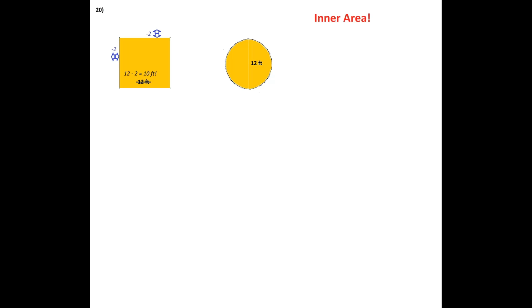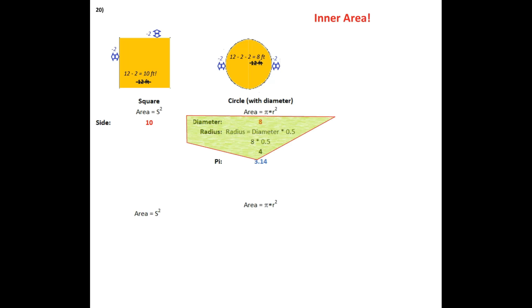Now we go on to the circle. The circle has 2 feet taken from both sides, so it's not going to just be 12 minus 2. It's going to be 12 minus 2 minus 2 equals 8 feet. So this circle is going to have a diameter of 8 feet. Now what does that mean? The square, we've already said the side is 10. The circle, when that diameter is 8 feet, means the radius is 4 feet.